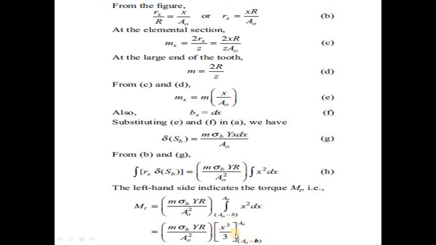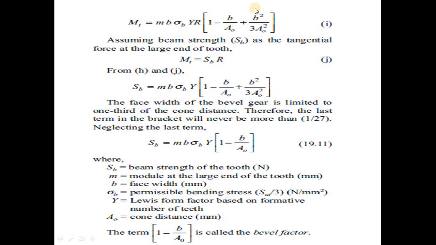That's why, considering the lower and upper limit, the integration of x square dx is equal to x cube divided by 3, and from the lower limit to the upper limit, then put in the lower limit and upper limit values, and you get the equation 1 minus b upon A naught plus b square divided by 3 A naught square.